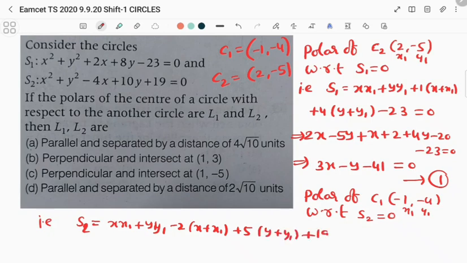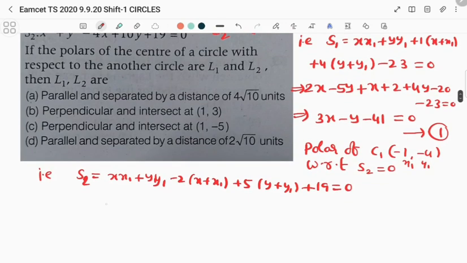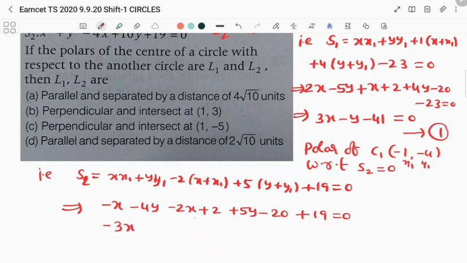Plus 19 equal to 0. In place of x1, y1, substitute minus 1, minus 4. So you will get x1 value minus 1 now. So, minus x, minus 4y, minus 2x, plus 2, plus 5y, minus 20, plus 19, equal to 0. Minus x, minus 2x, minus 3x, minus 4y, plus 5y. 19 plus 2, 21, 21 minus 20, so 1.